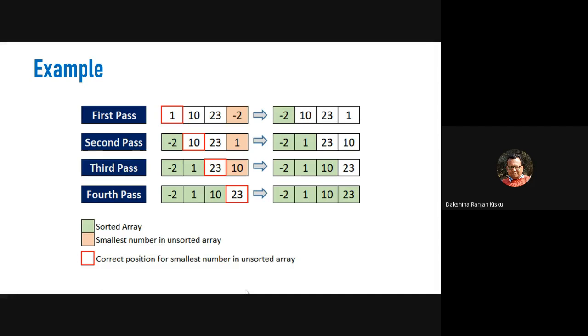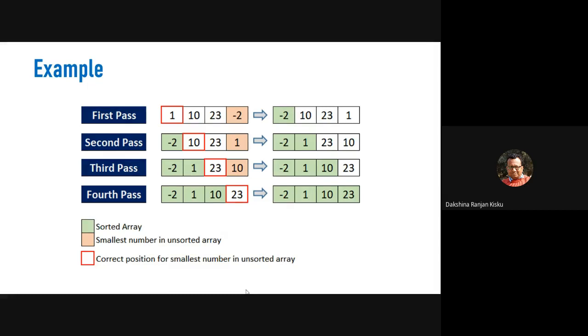In the third pass, we will go for the third smallest element. Here the third smallest element is 10. It will be exchanged with the element in the third position, which is 23. Therefore 10 will be exchanged with 23. 10 will go to the third position, and 23 will come to the position where 10 was. This is done in the third pass.